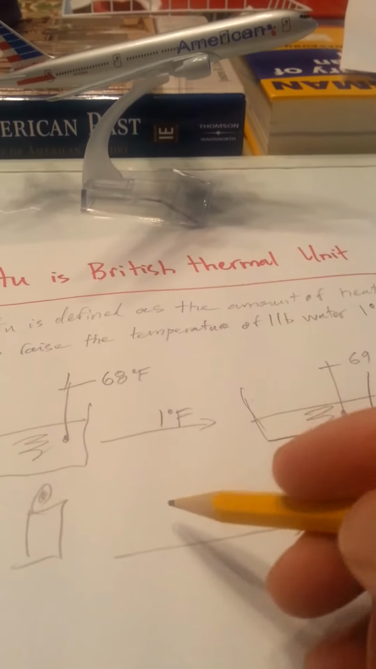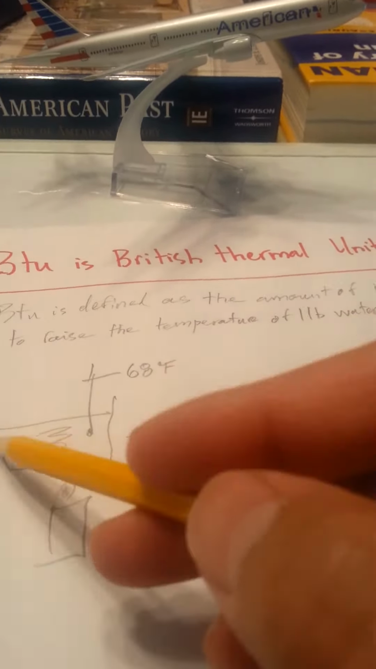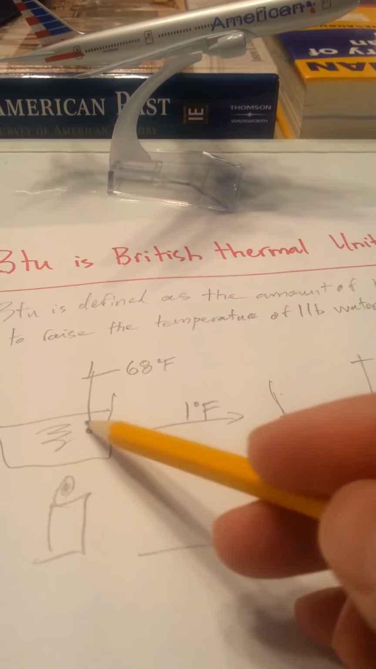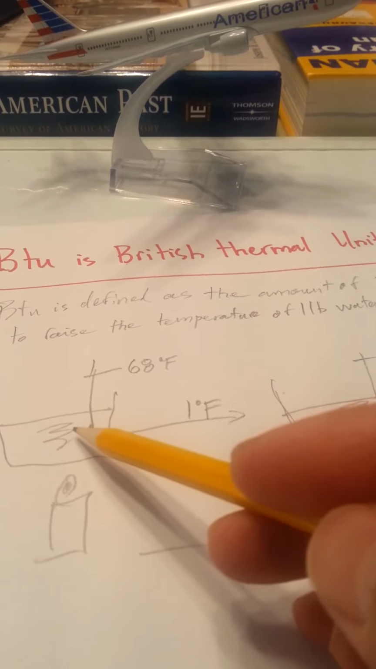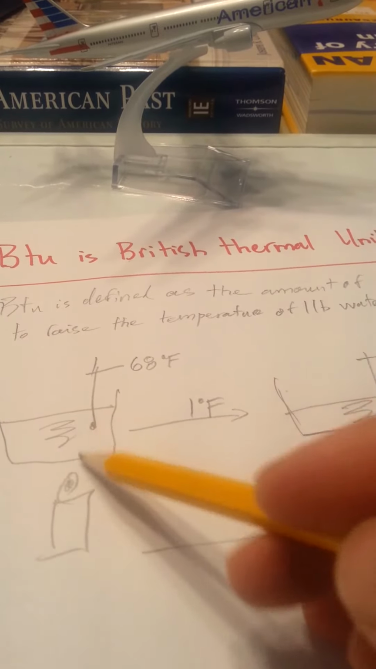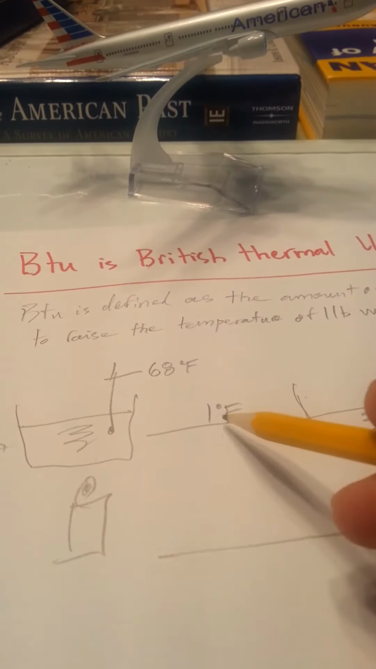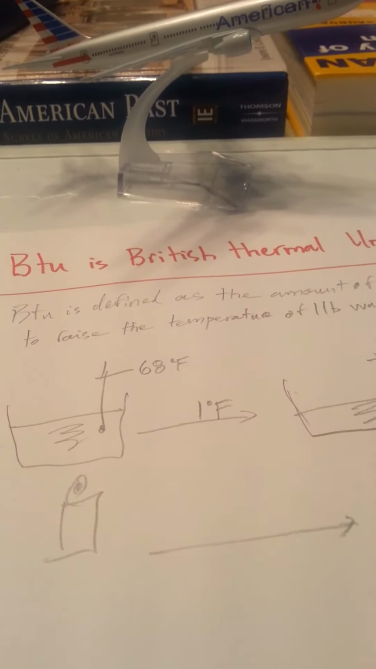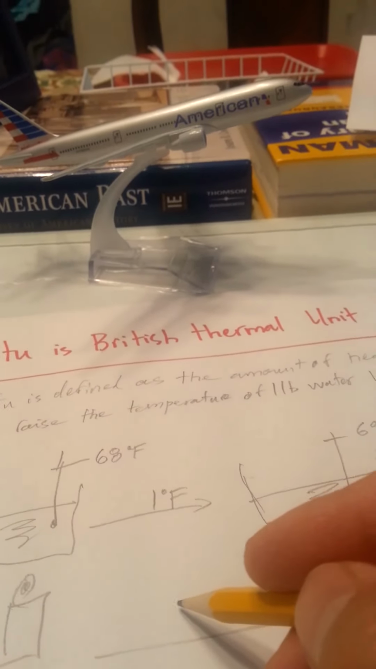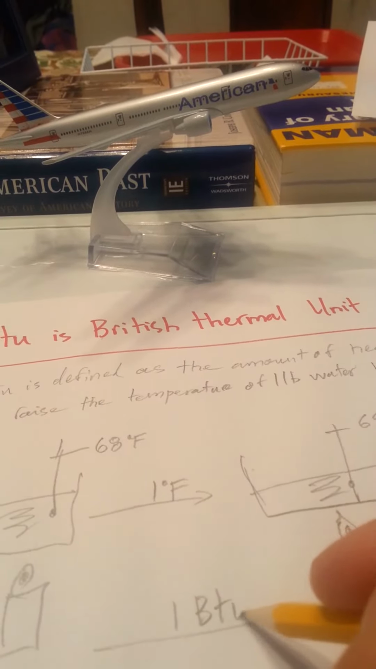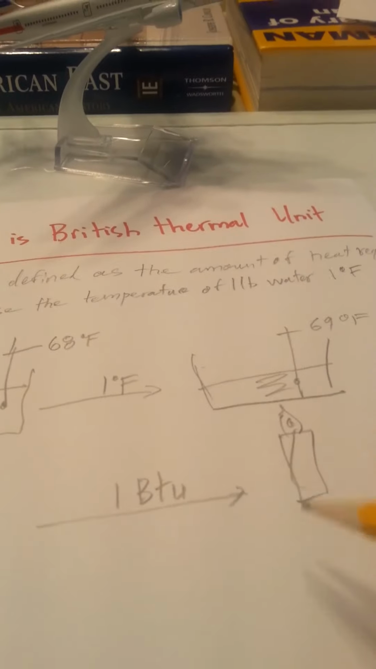So the amount of heat to raise 1 pound of water: we burn 1 pound of water, and the water absorbs the heat from the flame and increases by 1 degree Fahrenheit. So that we say 1 BTU. That's all.